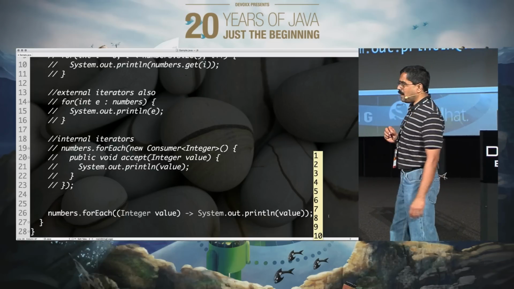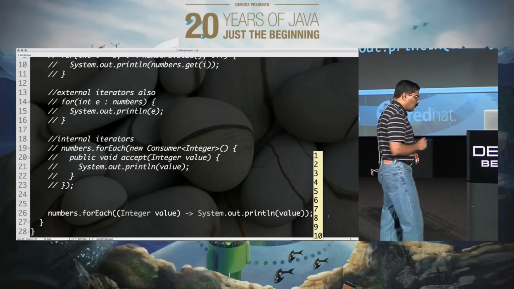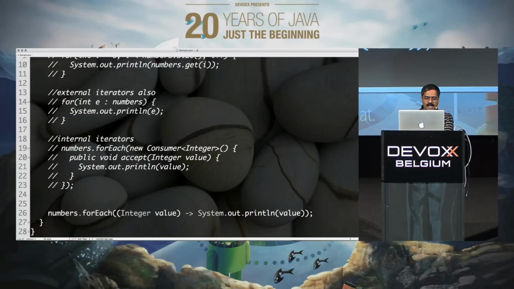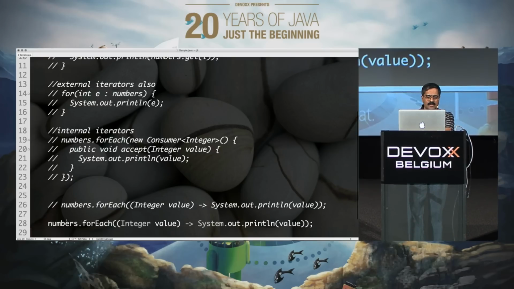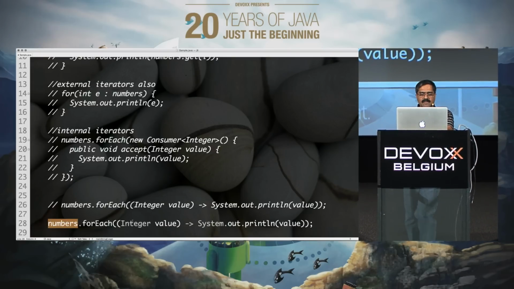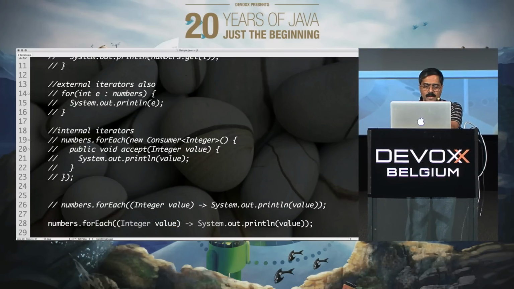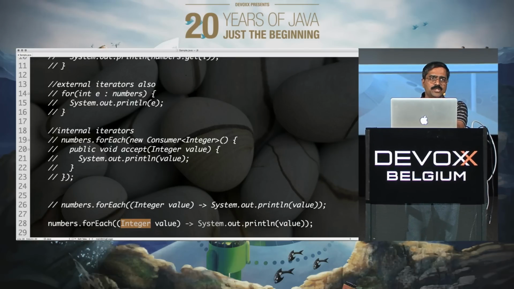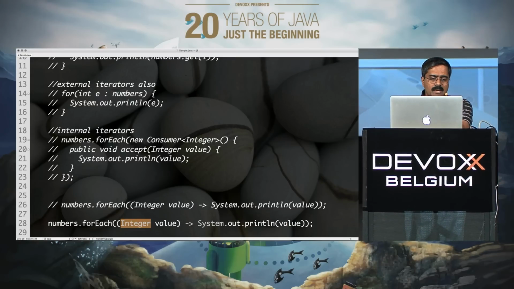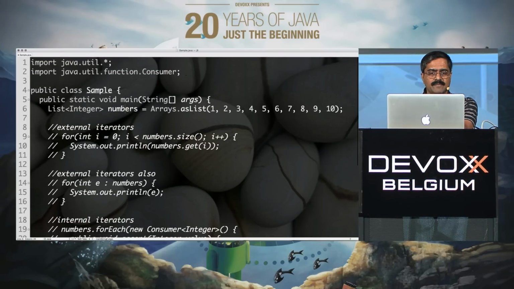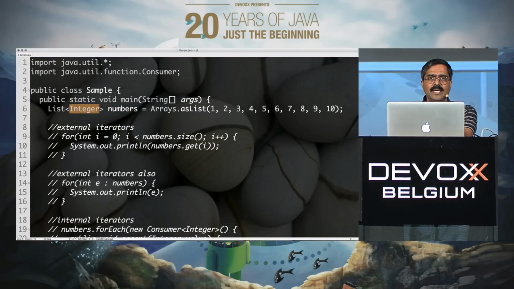Well, that's great so far, but there is still one small thing we can eliminate from this. Take a look at the code for a minute, what we have on our hand. If you notice the code we have right here, we said, take a collection of numbers, and you're going to receive an integer called value, and I want you to print the value. But notice we said integer value. Where is this coming from? Coming from a collection called numbers. But notice what the collection of numbers is. It's a collection of integers.